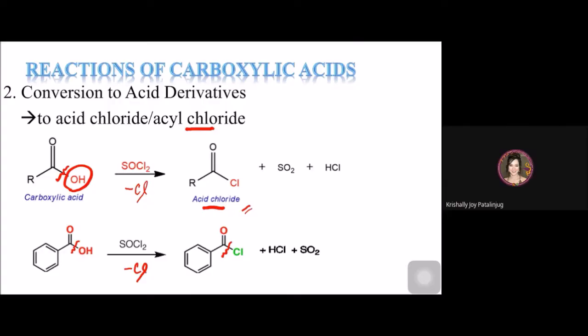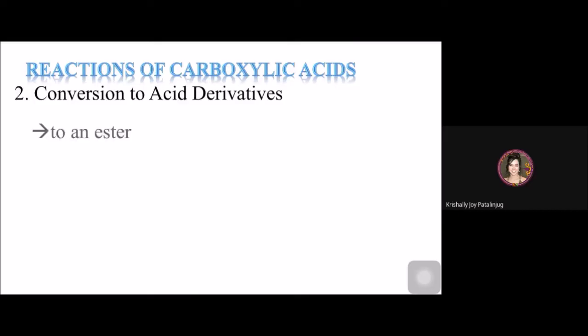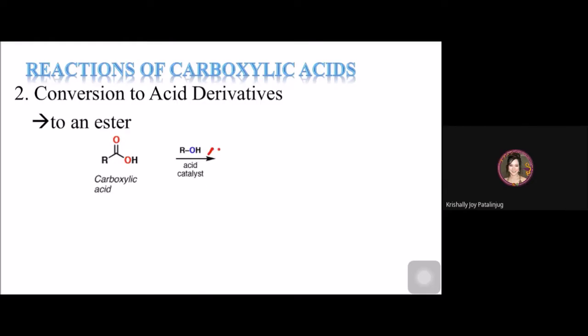Next, let's have the conversion of carboxylic acid to its ester derivative. To convert a carboxylic acid to its ester derivative, the carboxylic acid has to be reacted with an alcohol. So this time, you will be needing an alcohol. The general formula of an alcohol is ROH. Whenever it is reacted with a carboxylic acid, you will produce an ester product. And take note, whenever you react an alcohol with a carboxylic acid, this is always conducted in the presence of an acid catalyst. It could be sulfuric acid.